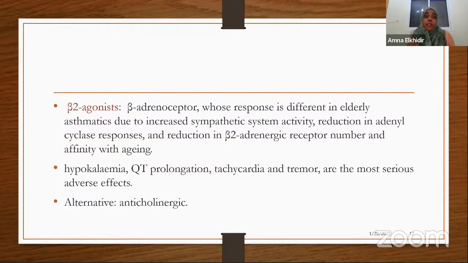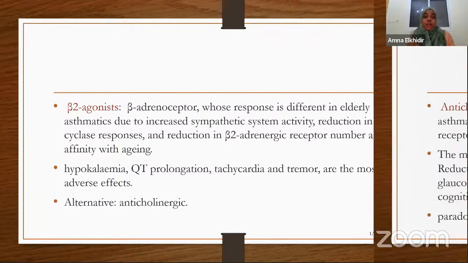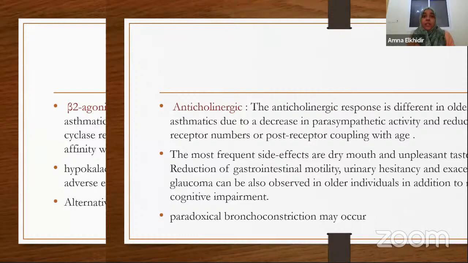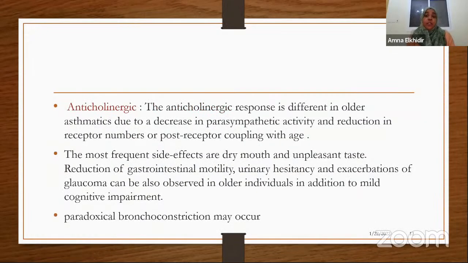An alternative to beta-2 agonists is anticholinergic drugs. Also, the anticholinergic response is different in older populations due to a decrease in parasympathetic activity and reduction of receptor number and receptor coupling with age. The most frequent side effects are dry mouth and a bitter taste. Also, there is decrease in GIT motility. There is urinary hesitancy and exacerbation of glaucoma in people who have glaucoma. And there is also mild cognitive impairment. And the last thing is paradoxical bronchoconstriction, which may occur sometimes.